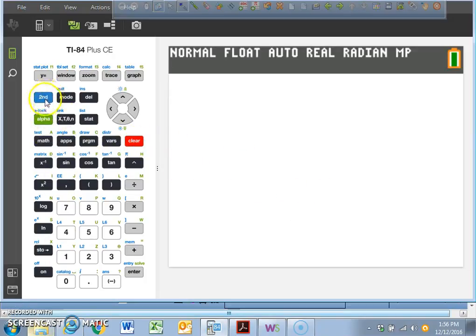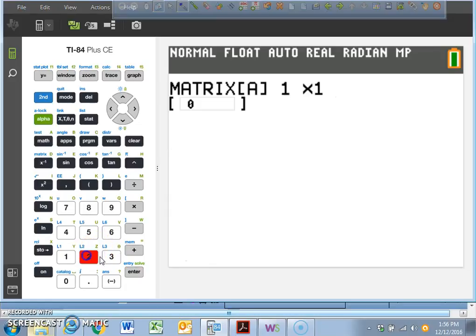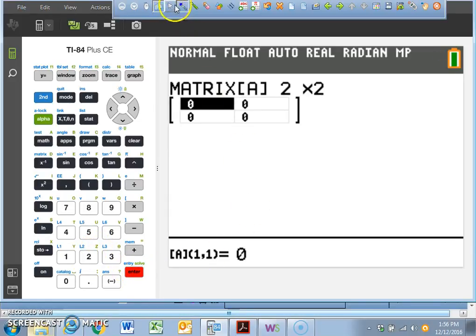All right, to edit my matrix, you hit second, x to the -1. You move to the right arrow twice. You press enter. We need to make it 2, 5, 2, enter. And then we're going to type in the numbers that go with it.